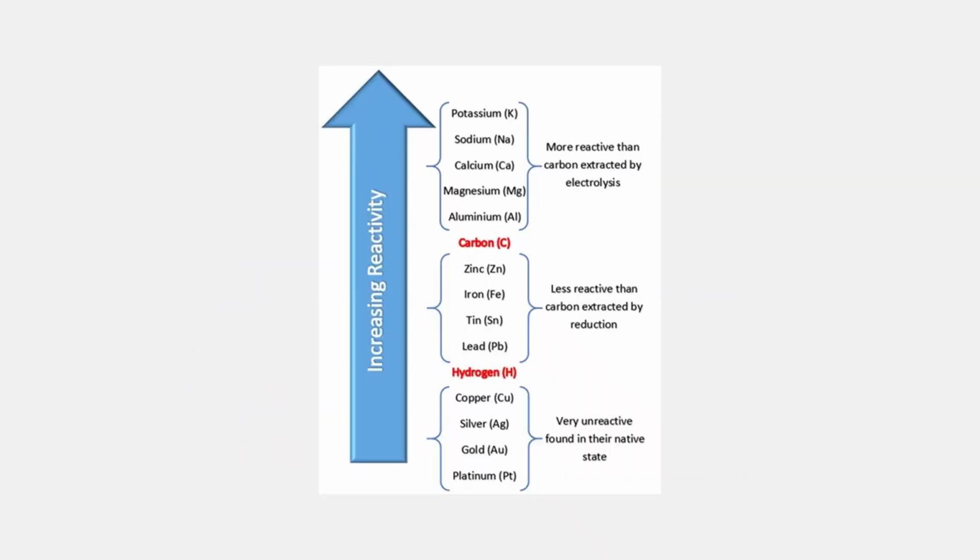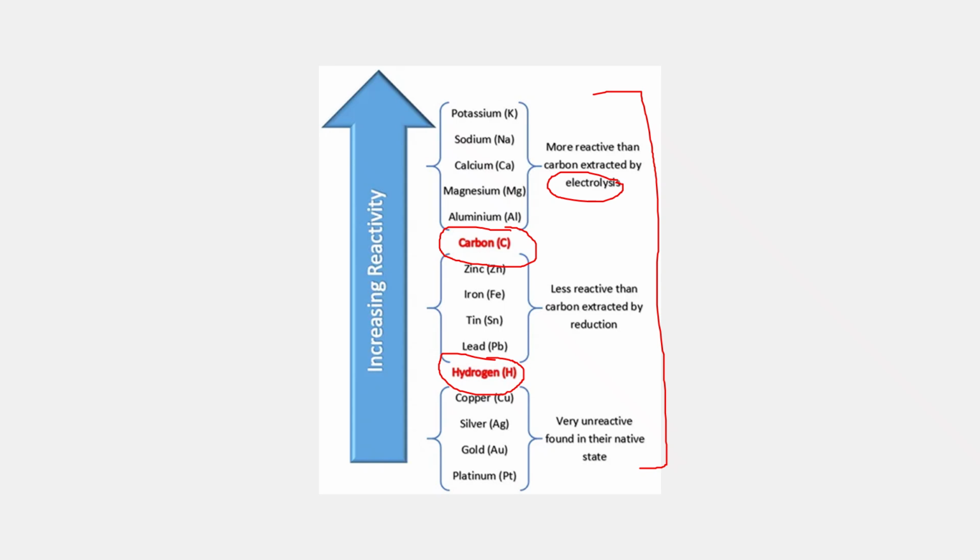Okay, so here is the list of metals, and this list of metals is called the reactivity series. When we go up, the reactivity increases. In the reactivity series we have two checkpoints. The first one is carbon and the second one is hydrogen. The carbon tells us if any metal is above the carbon and you want to extract this metal, you use the method of electrolysis. And if any metal is below the carbon and you want to extract it, you use the method of carbon reduction.